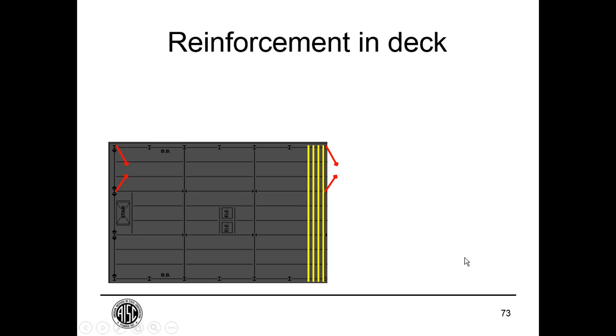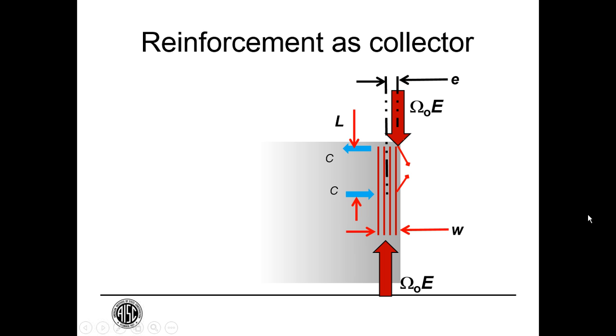So here's a plan layout. We have braced frames at either end, and these yellow lines represent reinforcement that we're going to use as our collector to deliver forces to this braced frame. So looking at that in some detail now, looking at this diagram, there are a number of things going on. First of all, our collector force. As we discussed at the beginning of this seminar, we need to consider the amplified seismic load, omega sub O times E.